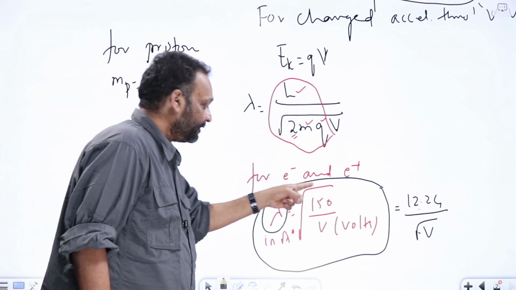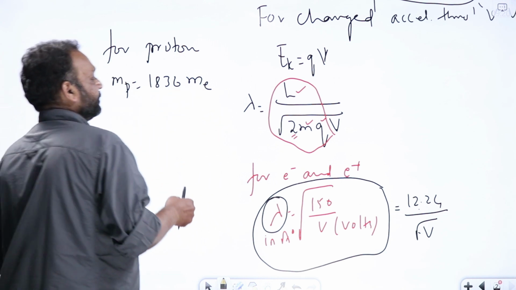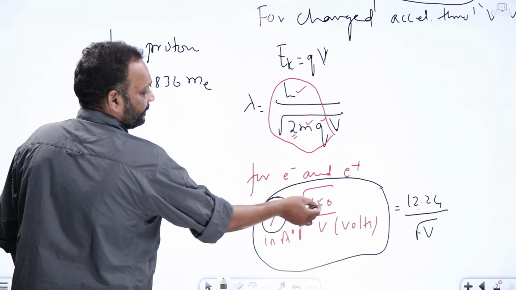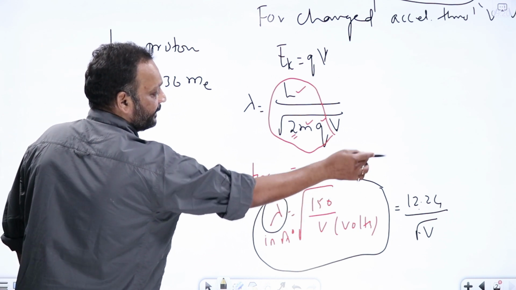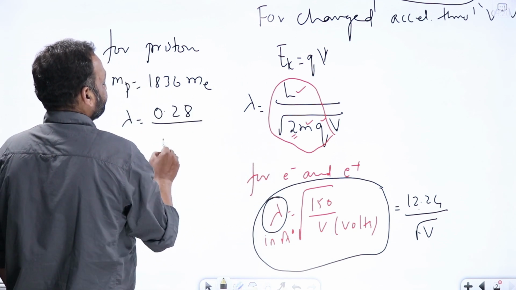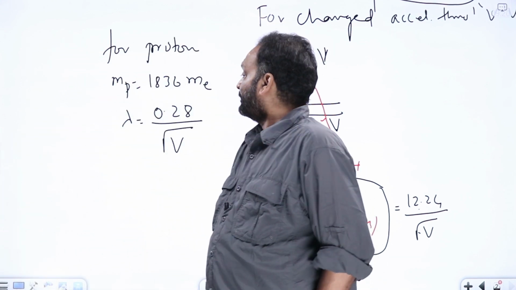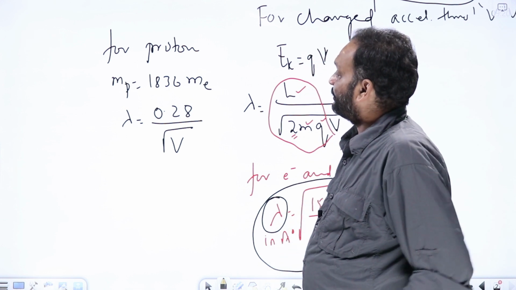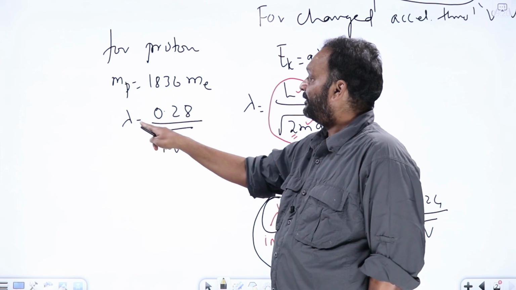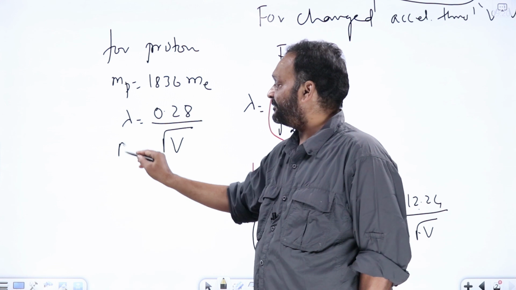Okay, then that formula will be applicable for protons. For a proton, the ready-made formula will be lambda equal to 12.24 divided by root 1836. If I simplify, I'll get 0.28 by root V volts. So what is the de Broglie wavelength of a proton accelerated through 100 volts? Simply, root 100 is 10, so lambda equals 0.028 angstroms. Lambda will be in angstroms directly.